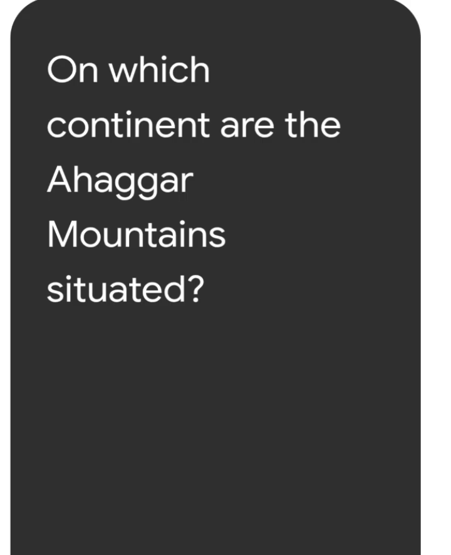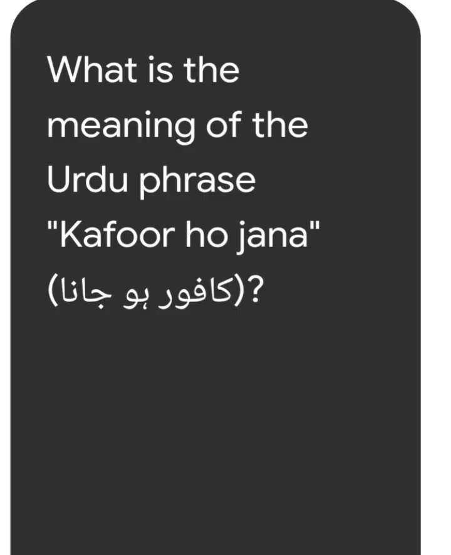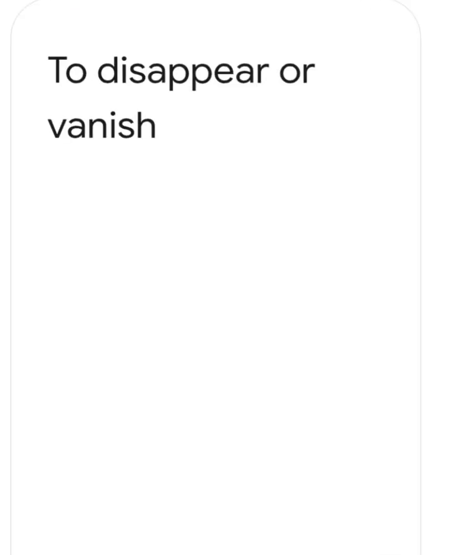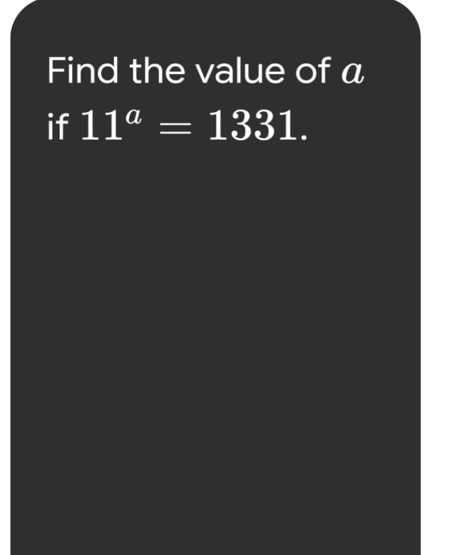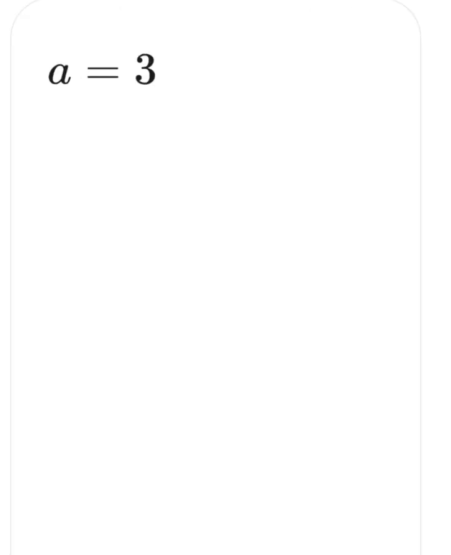On which continent are the Atlas mountains situated? Africa. What is the meaning of the Urdu phrase kafoor ho jaana? It means to disappear or vanish. The Great Barrier Reef is located off the coast of which country? Australia. Find the value of a if 11 to the power a is equal to 1331. Its answer is a equals 3.